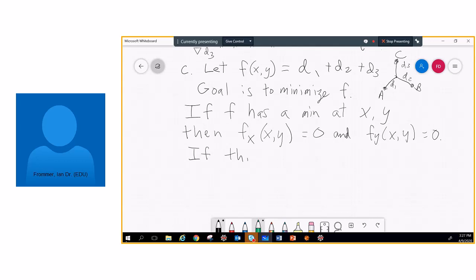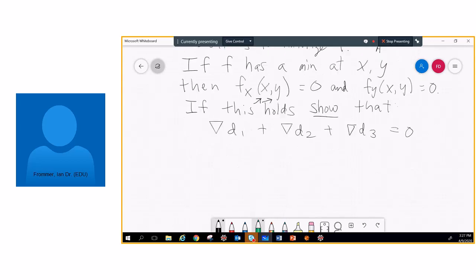Now, let's assume we have the min, so we're going to assume that f_x and f_y are 0. What we're going to show in this part of the problem is that if those two partials are 0, then this quantity, the sum of these gradients, gradient of D1 plus gradient of D2 plus gradient of D3, is equal to 0. Okay, so that's our task here.